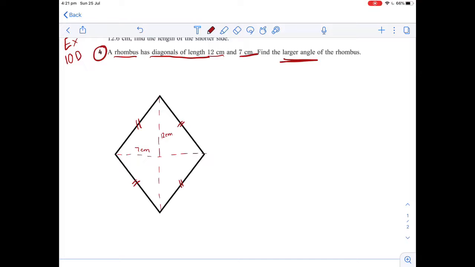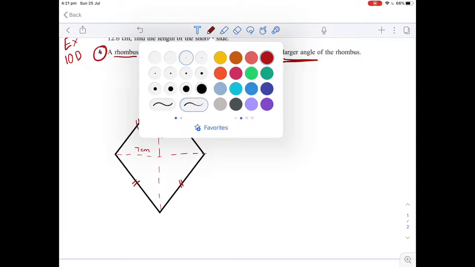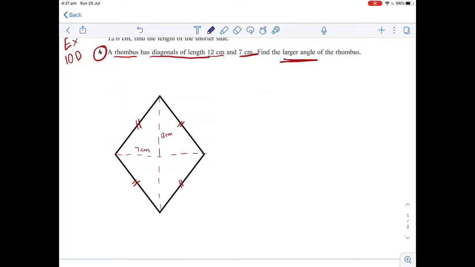So then it says find the larger angle of the rhombus. So the larger angle of the rhombus is, you can see in this diagram, it's this angle here. So because we're doing right angle trigonometry, I'm going to be focusing on this right angle triangle here, because if I can find this angle here, all I have to do is double that answer to get the rhombus angle.